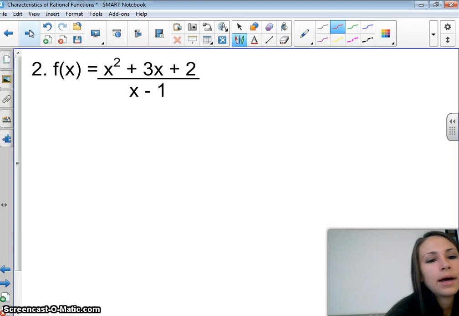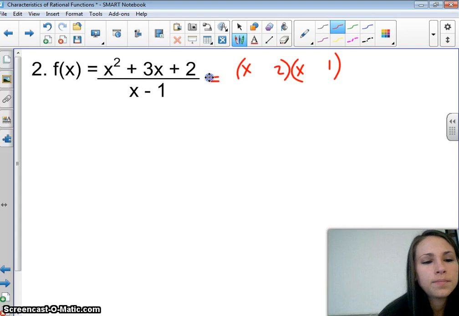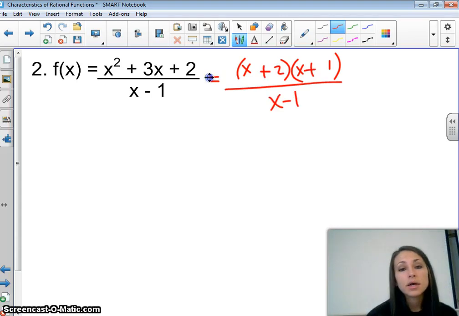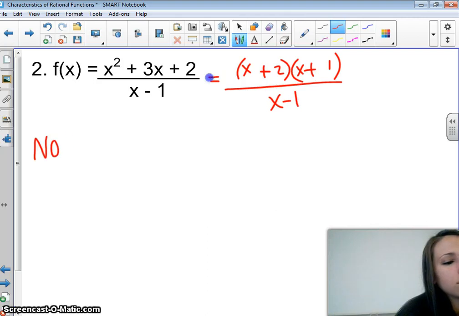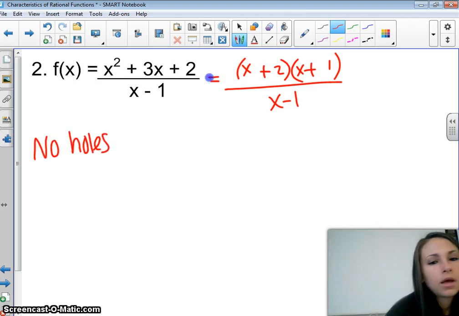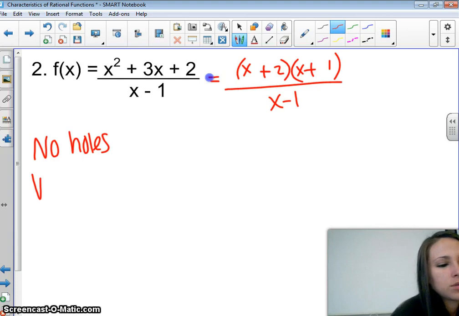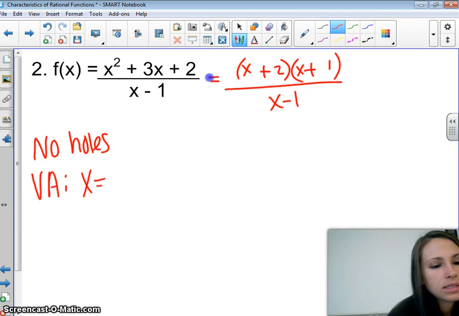Alright, let's do another one. So I can factor the top. This is going to be x and x, 2 and 1. And then I'll have plus plus. Now I factored that to see if anything would cancel. Since nothing does, I have no holes in the graph, so there are no holes. But I do have a vertical asymptote from what's left in the bottom. So the vertical asymptote is going to be at x equals 1.